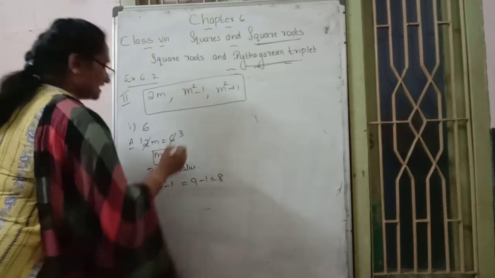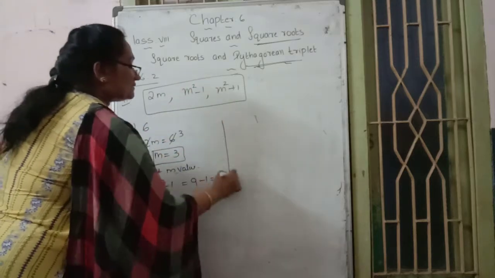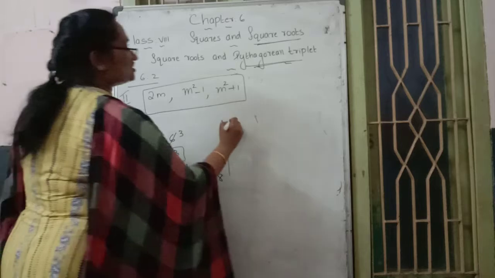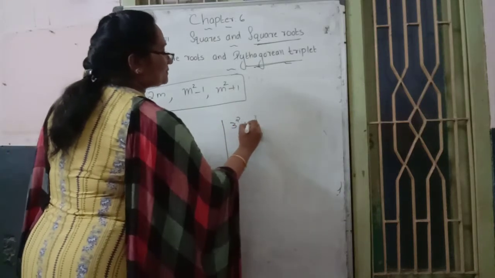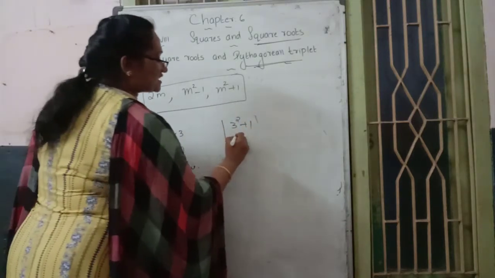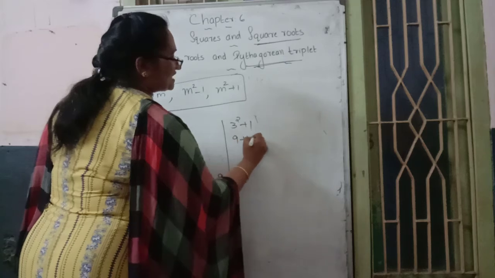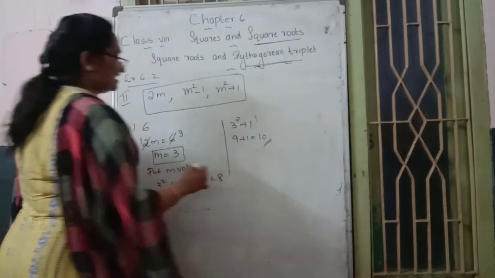Next, the third number is m square plus 1. M value is how much? 3. So 3 square plus 1. 3 square means how much? 9. 9 plus 1 becomes how much? 10 is the next number.